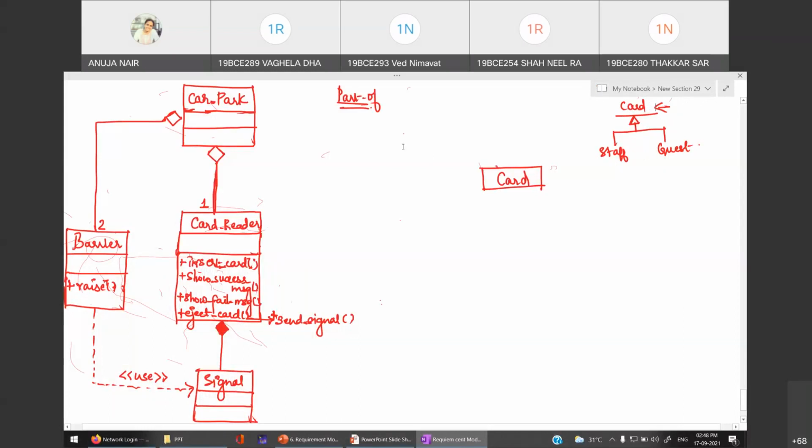So randomly don't write it. You need to first check whether the attributes are actually required in the child class or not. So that's why I'm not putting it over here. I'm keeping this empty, right? I'm keeping this empty.